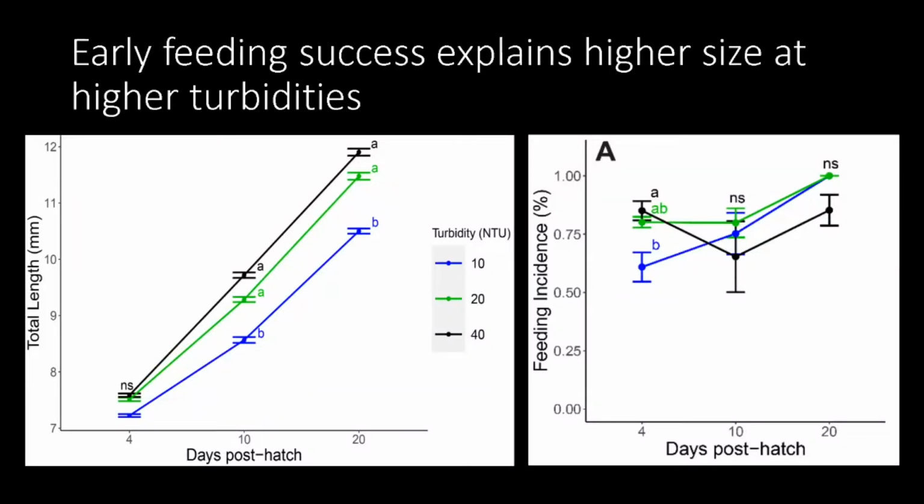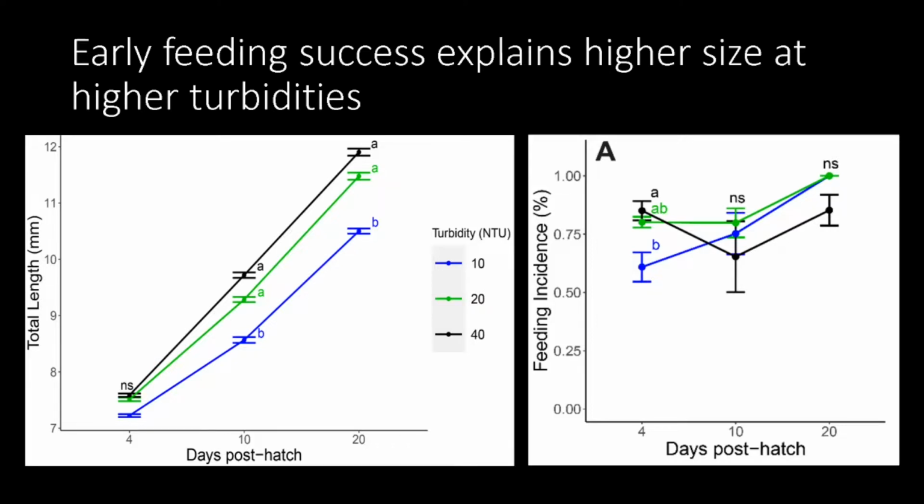So here on the left, we have the total length of the fish, again, at the 3 time points that we sampled at for the 3 turbidities. And you can see that by 10 days post-hatch, the 10 NTU fish were smaller compared to these higher turbidity groups, and that persisted at 20 days post-hatch. Now, what's interesting, although it wasn't statistically significant, even at 4 days post-hatch, that earliest time point, there was a reduced length, or at least trending towards reduced length for this lower turbidity group.